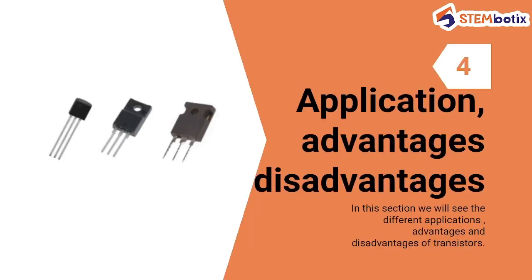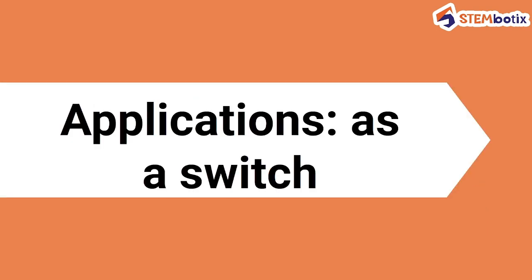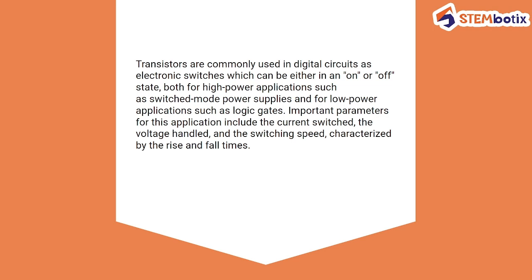Let's see the fourth and last part of our today's transistor session, which is the applications, advantages and disadvantages. Let's first see its applications. The application of a transistor as a switch: as we have discussed earlier, you can use a transistor as an electronic switch. In our previous lectures about switches, we have seen that a transistor is also an electronic switch.